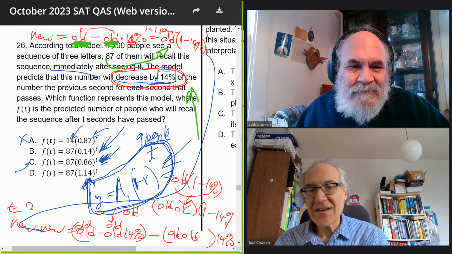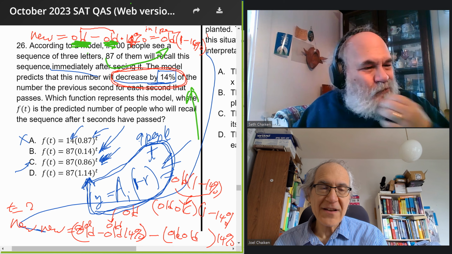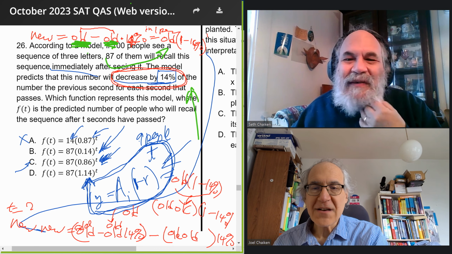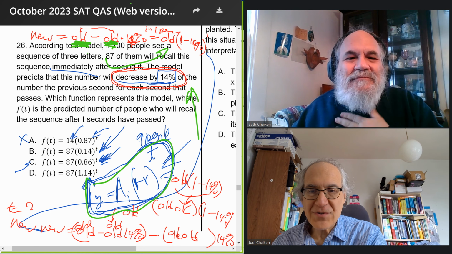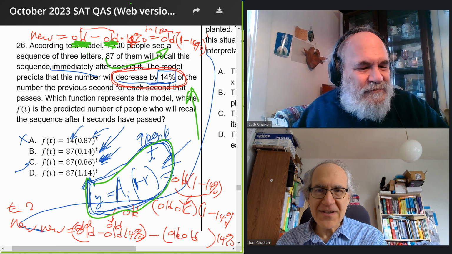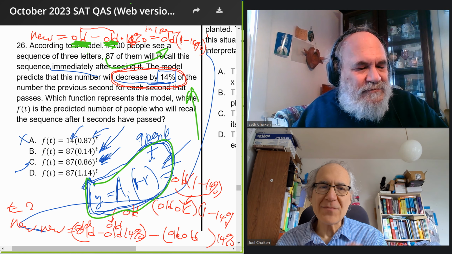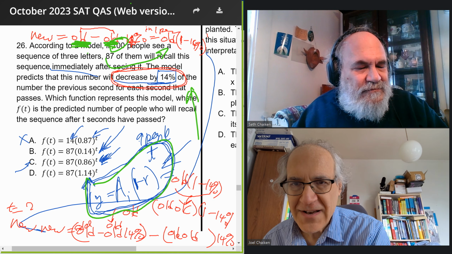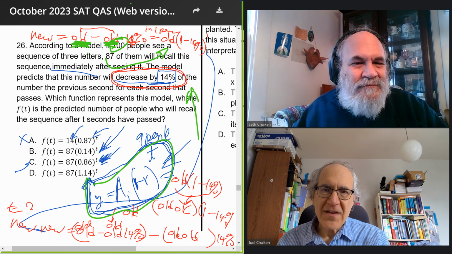And the main idea is understanding how to recognize and write a formula for exponential growth or decay. That is exactly what they're asking. This problem is a fairly straightforward problem, except they throw this 100 in that has nothing to do with the answer. So, other than that, okay, we're done?